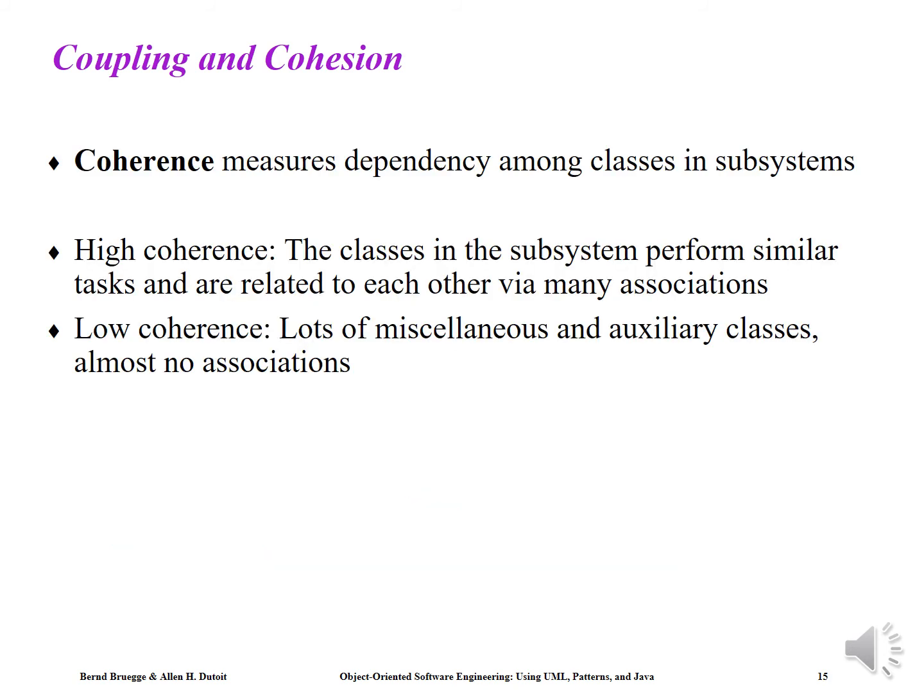The next concept is coherence. Coherence means dependency among classes in a subsystem. There should be tight coupling among classes in a subsystem. High coherence means the classes in the subsystem perform similar tasks and are related to each other via many associations. And low coherence means lots of unnecessary classes with no associations among them.